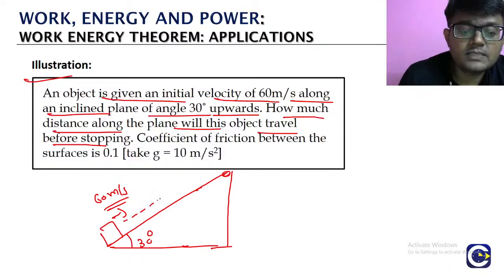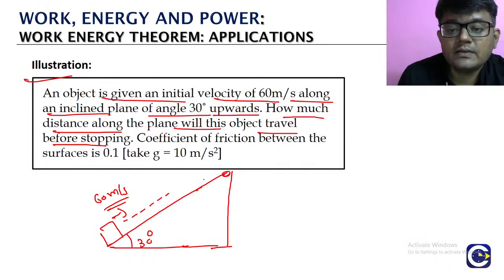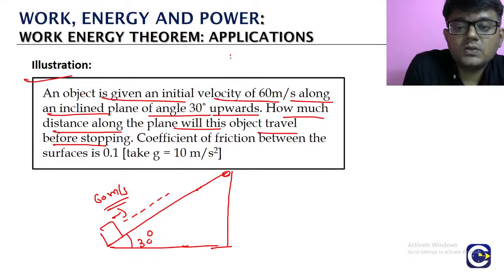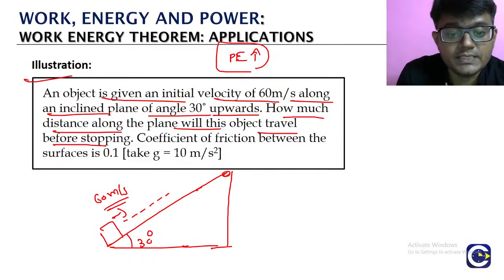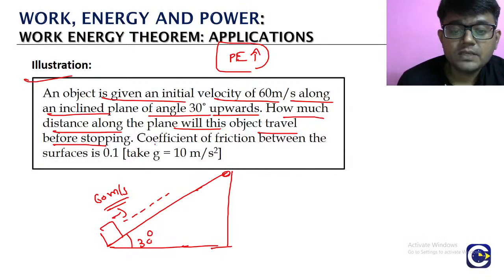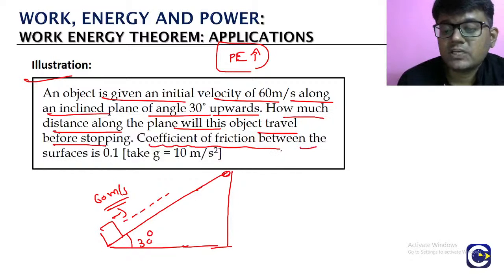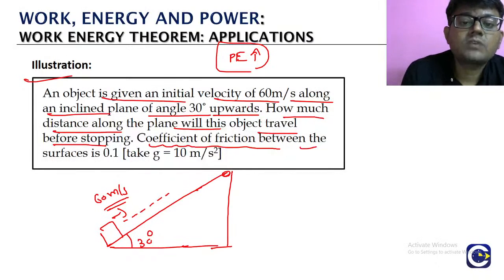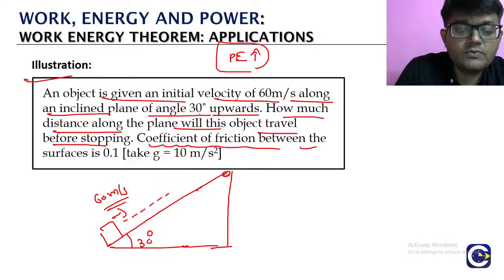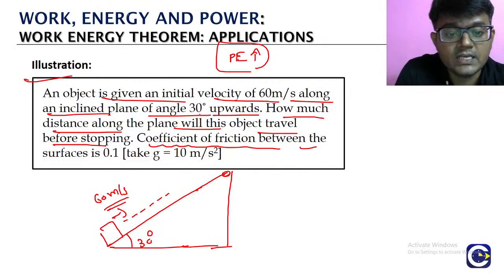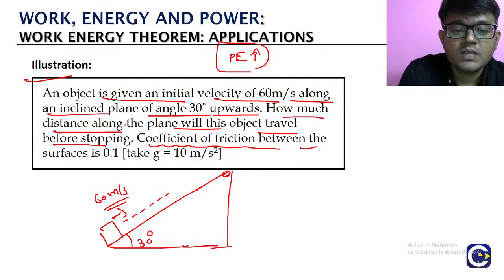As it is going up, what will happen? The object's potential energy will be increasing, and the kinetic energy will decrease. Here, they are also mentioning the friction concept. They are giving us the coefficient of friction between the surfaces as 0.1, which means we have to consider that there is friction. What they are asking is: how much distance along the plane will this object travel before stopping?